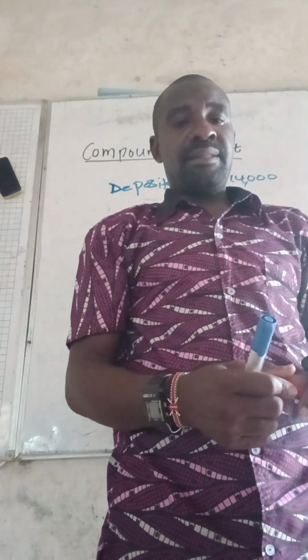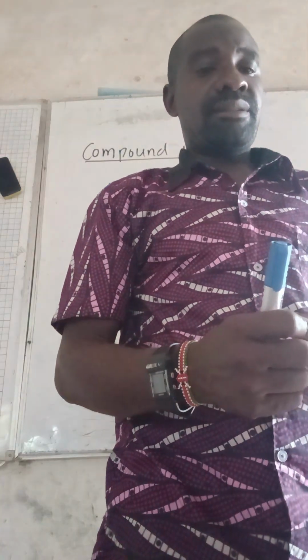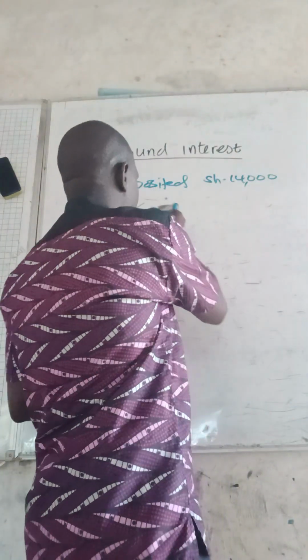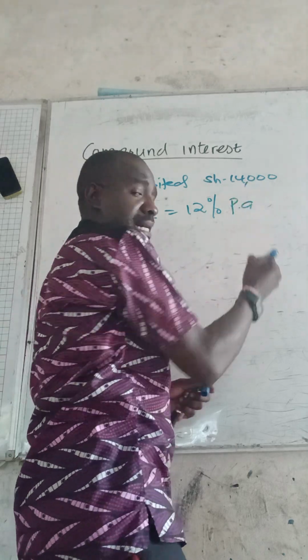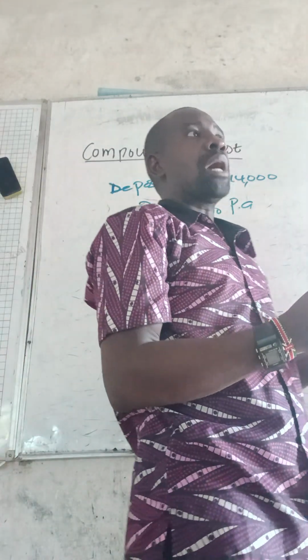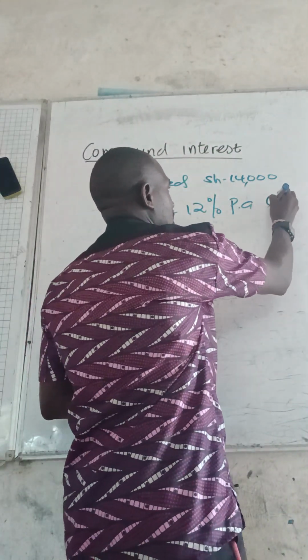Find the accumulated amount after 1 year if interest was paid at 12% per annum, compounded quarterly.